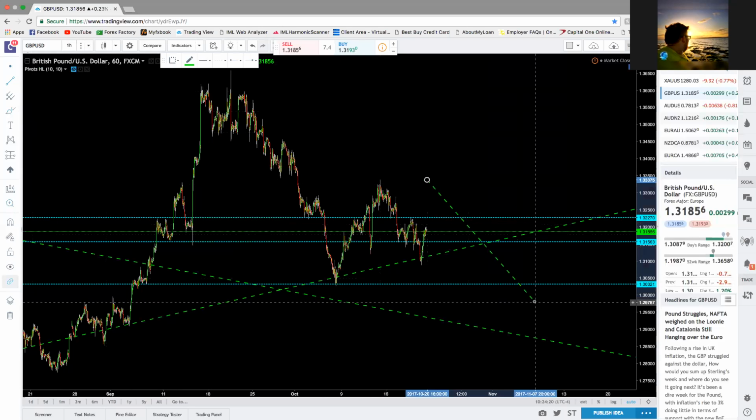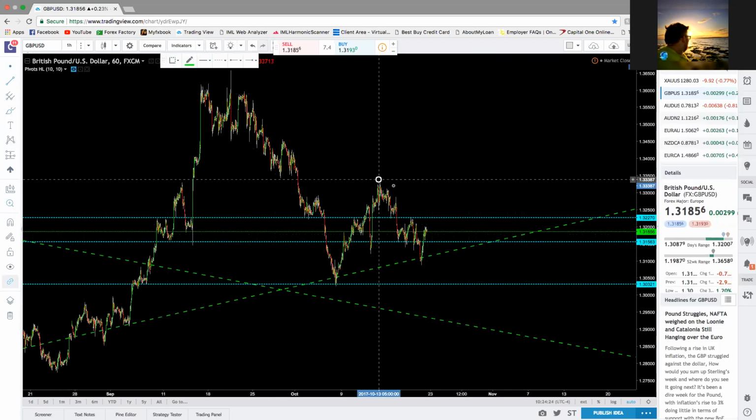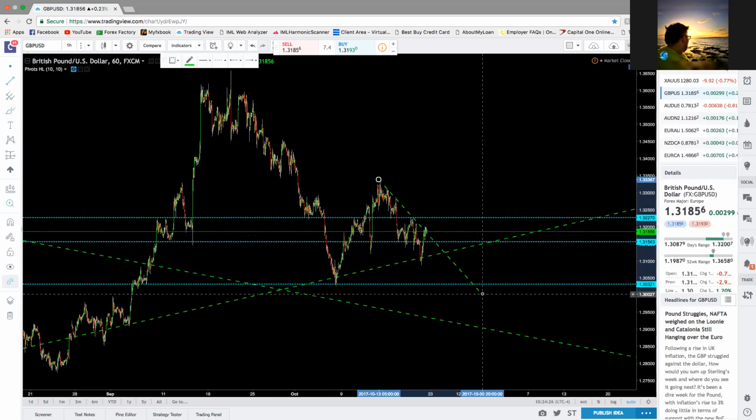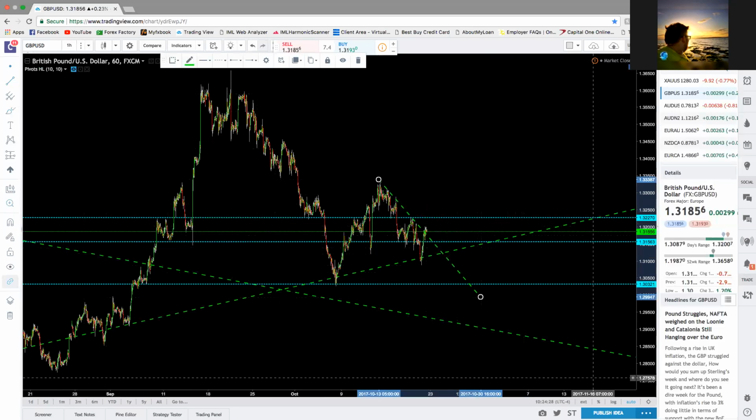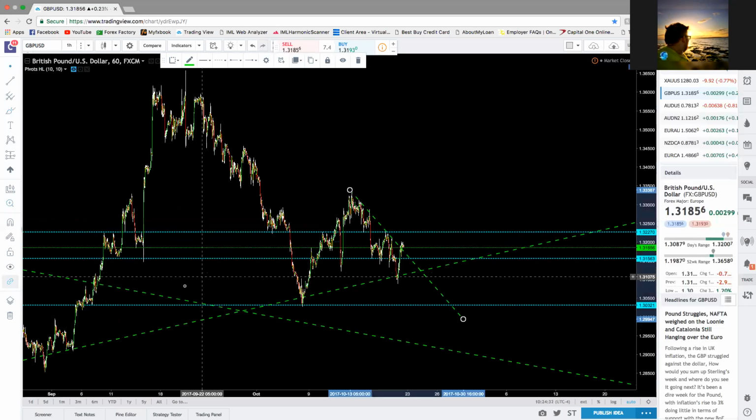I don't want to get too crazy with lines. Let me get this here. But that's a trend line. So it looks like another break and retest. So I like all these.